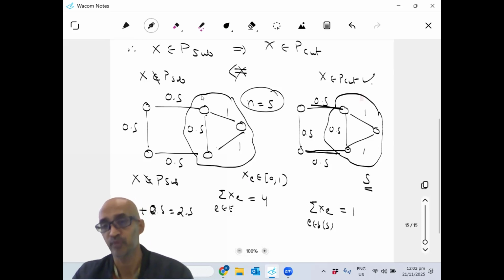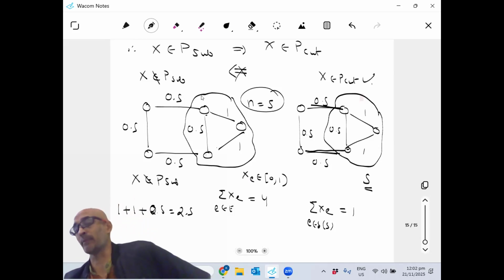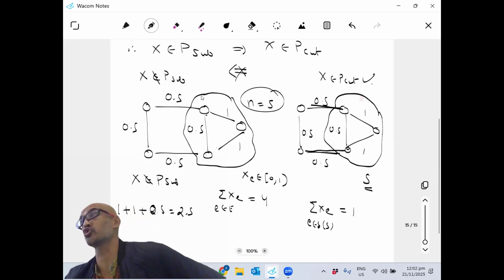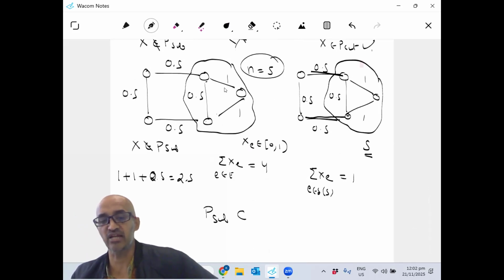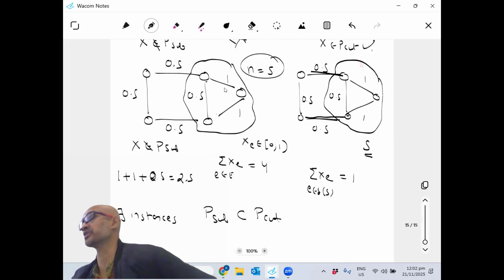One might think that the reverse implication is also true. It's not true in this problem. So it's not just that P sub is within P cut; there are instances where P sub is strictly within P cut. It's a strictly better formulation, basically. Here's an example, right? I've got a particular LP feasible solution which is feasible for P cut, but not feasible for P sub.